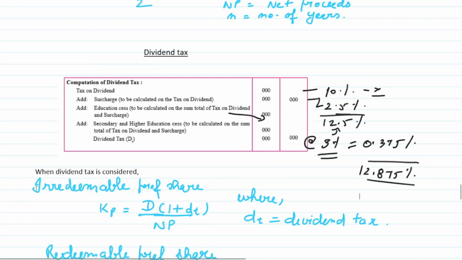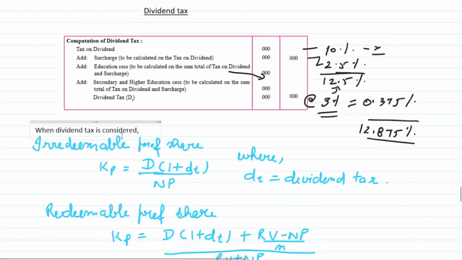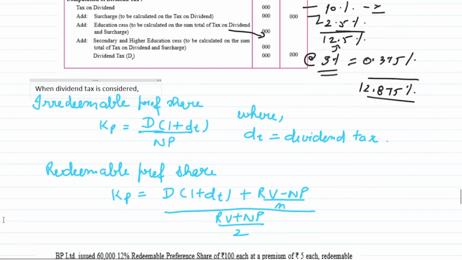Okay. So the question will categorically tell you whether there is any tax on dividend or not. If the dividend tax is applicable, in that case you have to change the formula a bit. In that case, the formula for irredeemable preference share becomes what? Irredeemable preference share in that case becomes dividend, that is the annual dividend you are paying, divided by NP. That continues to be the same as it used to be. It's just that your dividend needs to be multiplied with the tax rate, so it becomes D into (1 plus DT). Same is the case with redeemable preference share.